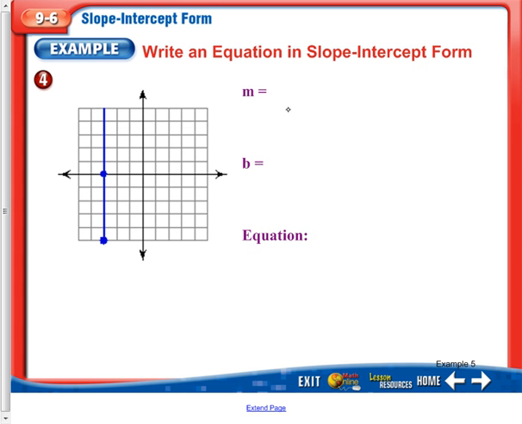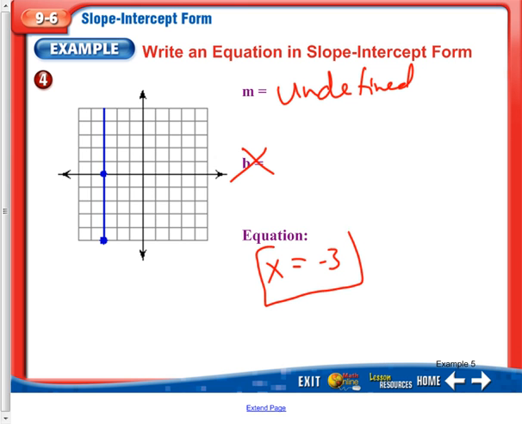Right away, this is up and down, so I know that my slope is undefined. I don't have a y-intercept. However, I have an x-intercept, and x is always negative 3, so I can still write an equation for that. I just can't write it in slope-intercept form. Instead of a y-intercept, I actually have an x-intercept, but we don't call that b.